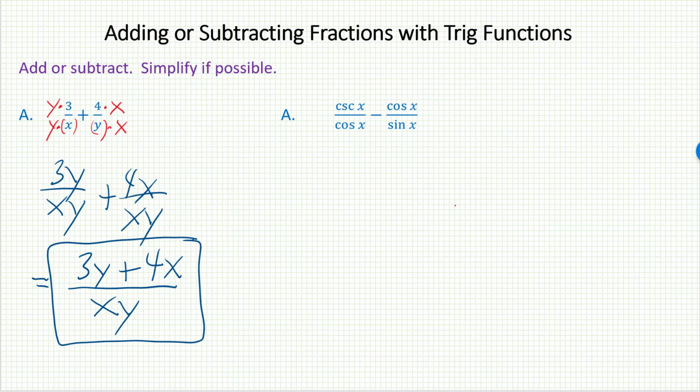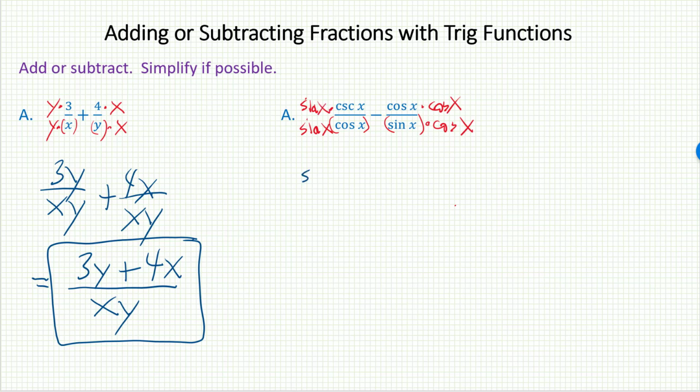Let's try it now on the trig example. Again, I'm trying to subtract here. I need a common denominator. This doesn't factor. This doesn't factor, which means the common denominator is just going to be the product. This one is missing a cosine x, so I'll fix that top to bottom. This one is missing a sine x, so I'll fix that again, top and bottom.